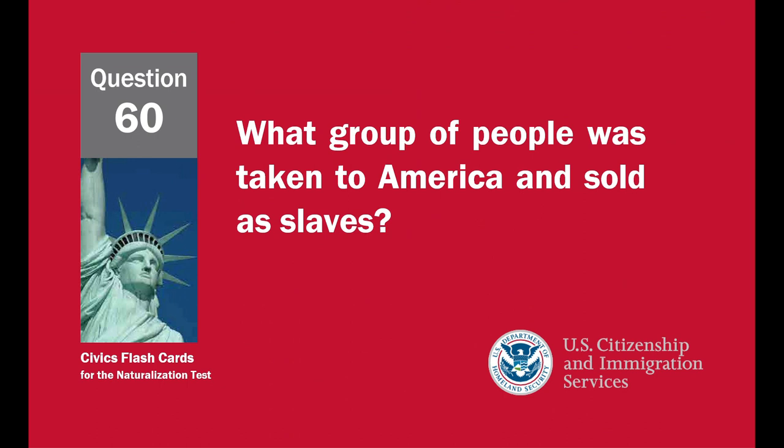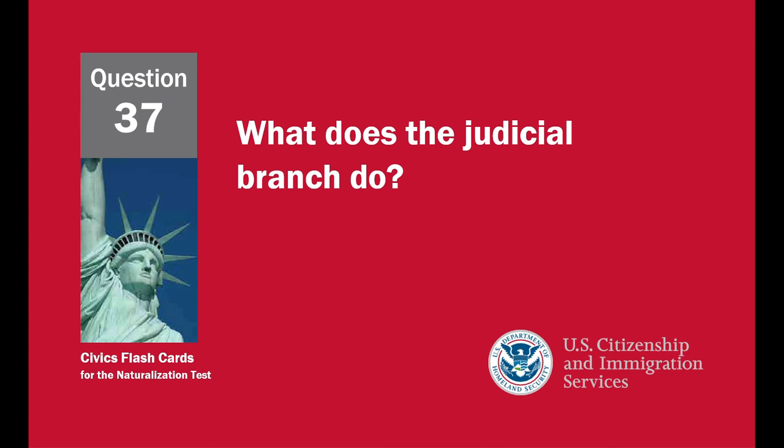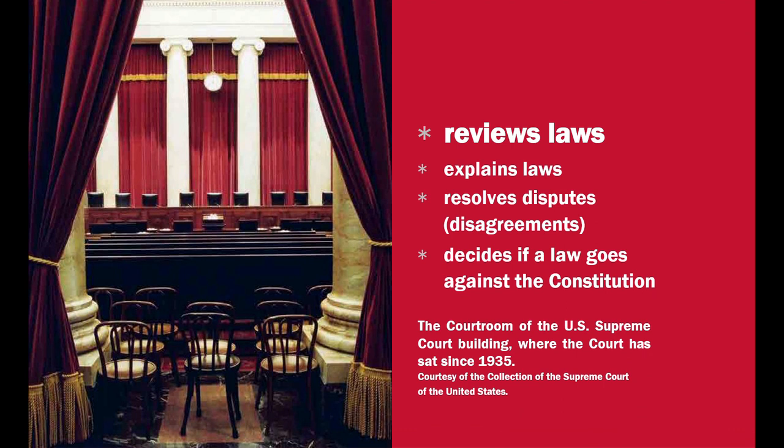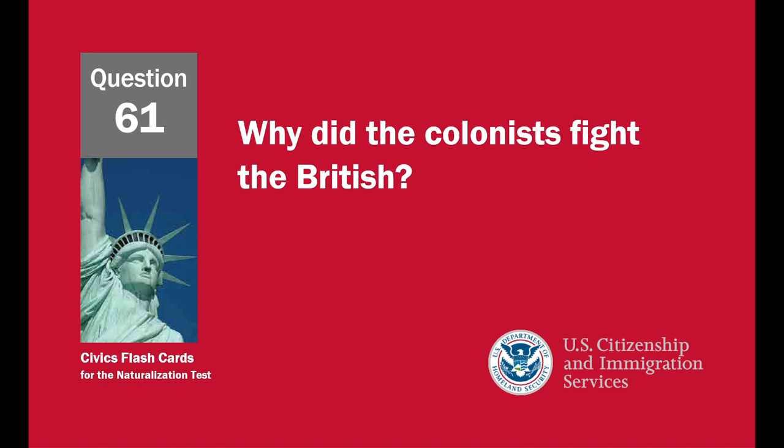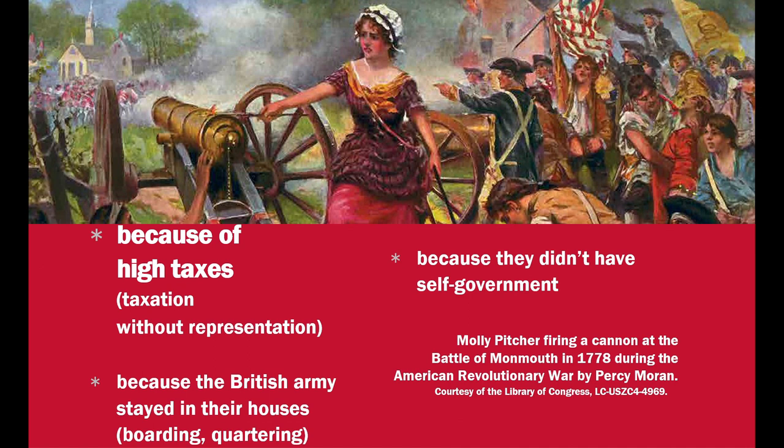What group of people was taken to America and sold as slaves? Africans. What does the judicial branch do? Reveals laws. Why did the colonies fight the British? Because of high taxes.